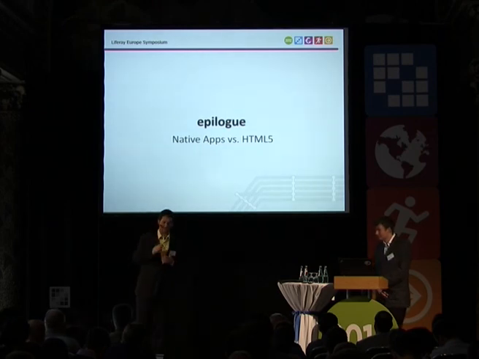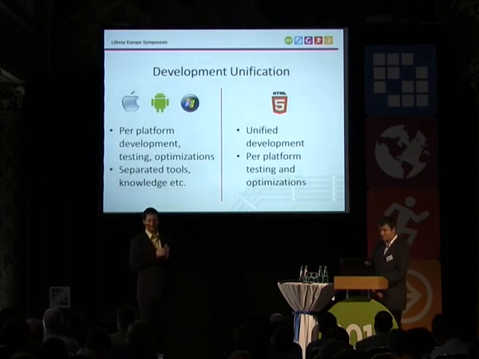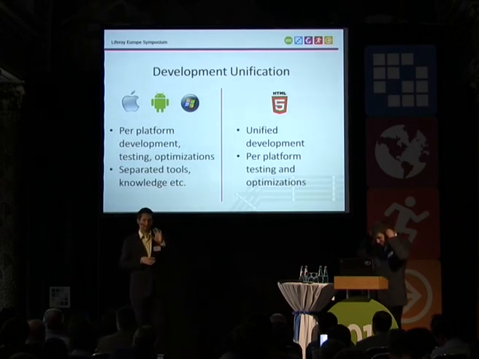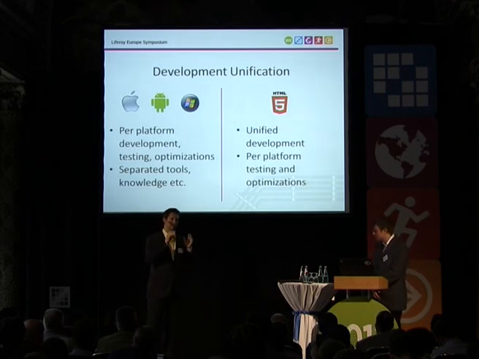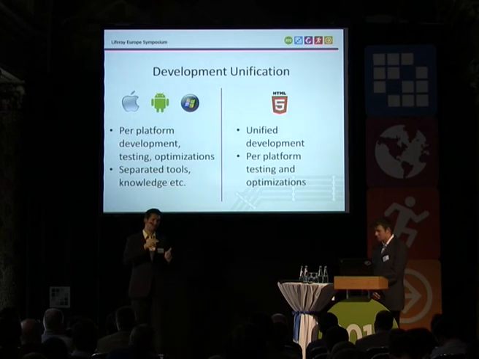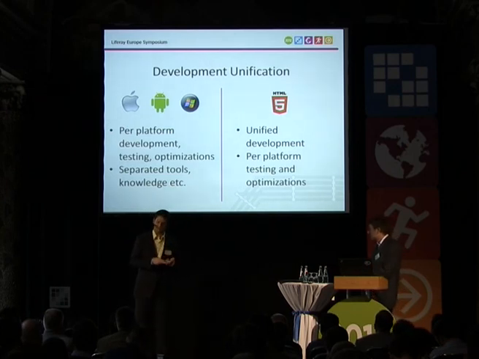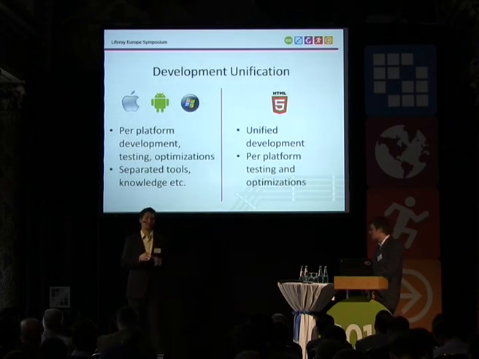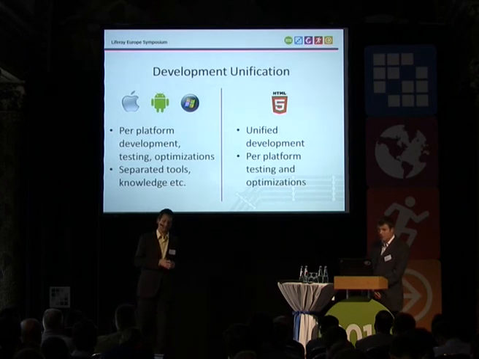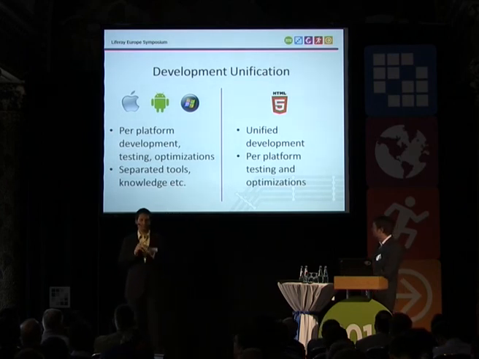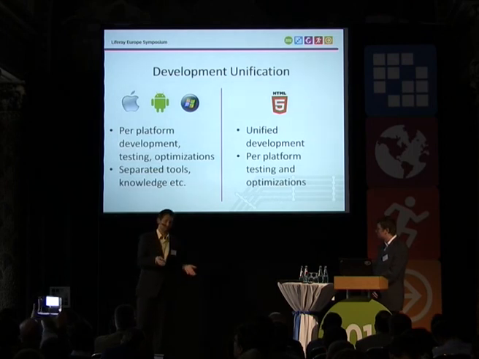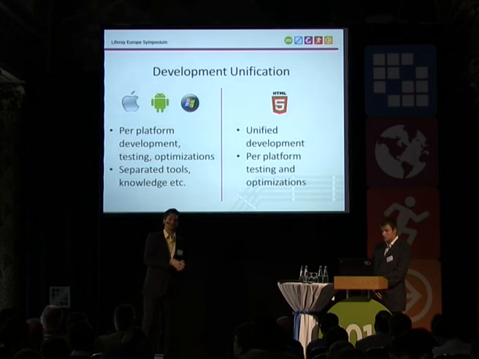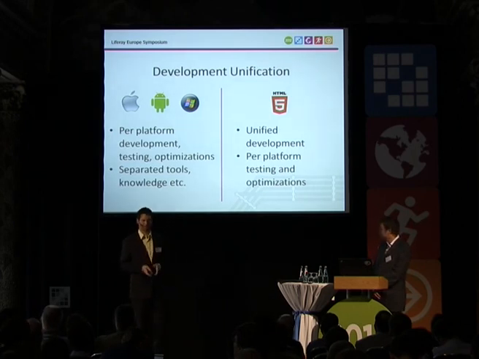So we are coming to the end. Epilogue, native applications versus HTML5, a small comparison. First thing, development unification. When you are developing for native applications, every platform has its own tool, own language. You have to have a team for each platform which can develop this native application. For HTML5, the development is unified, so you need only one team who will develop this. But of course, you have to test all the platforms which you want to support and optimize for them.